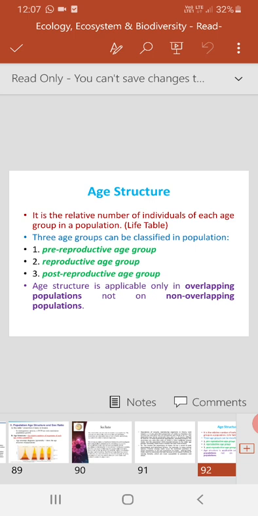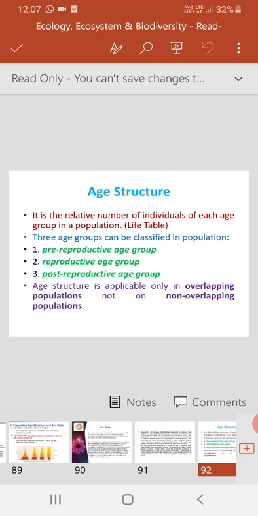So now we will focus on age structure. Age structure is the relative number of individuals of each age group in a population. Populations are classified into three different age groups: the pre-reproductive age group, the reproductive age group, and the post-reproductive age group. Which age group is dominant in a particular population will ultimately decide the future of that population. For example, if the number of pre-reproductive individuals is more compared to the reproductive and post-reproductive age groups, it means this population will expand in the near future.